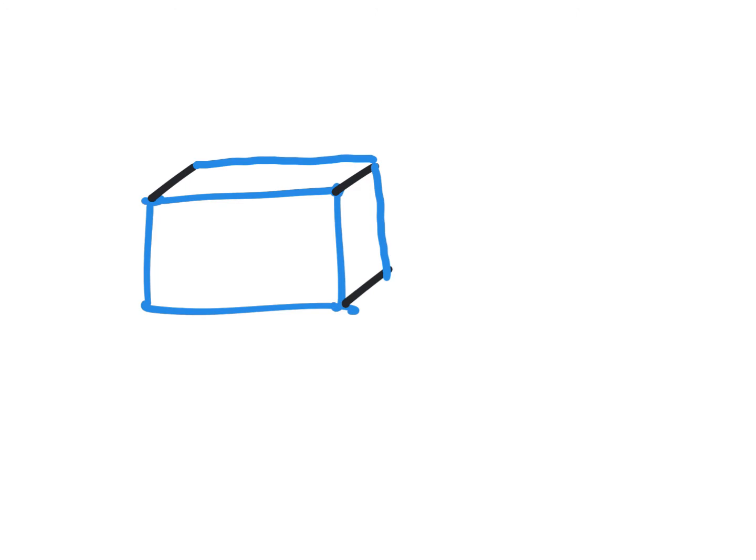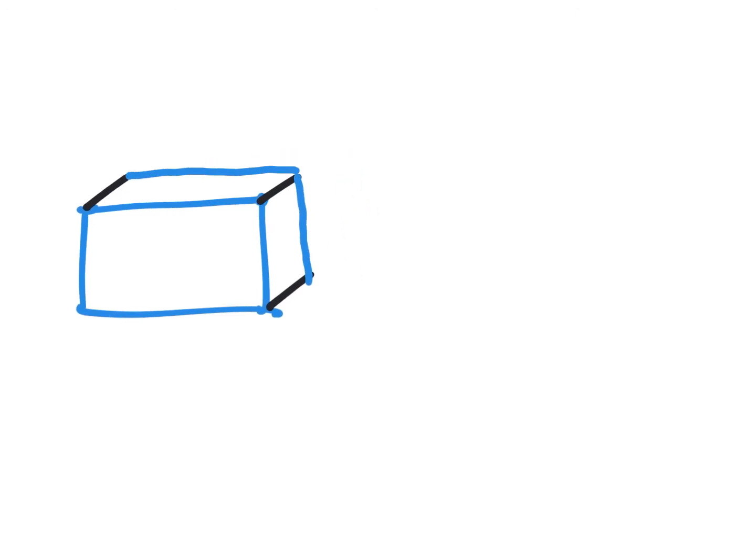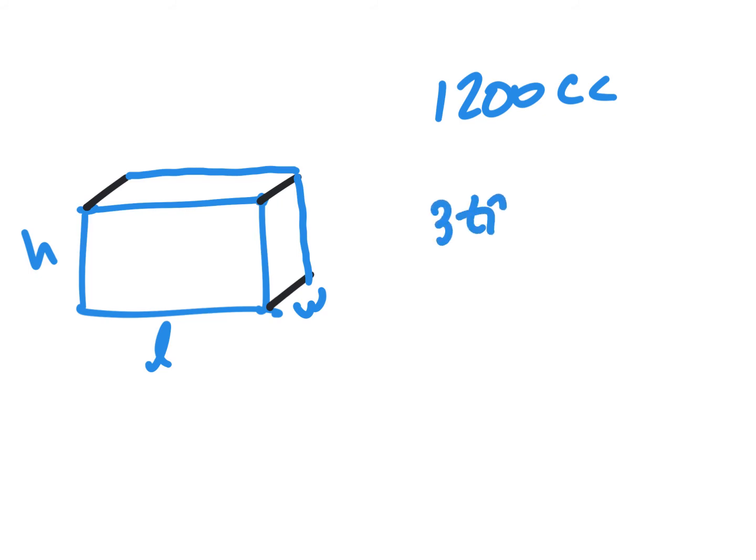Now I'm going to call this a volume question. Your boss has determined that you need to ship about 1,200 cc's, that's cubic centimeters, of volume. In your box, they want it to be, this is length, this is width, and this is height. They want your box to be 3 times as long as its height.